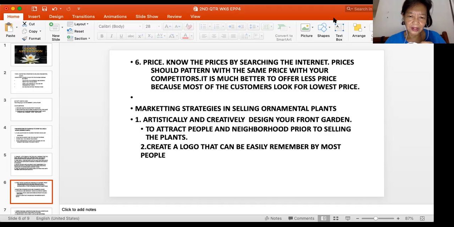Number two, create a logo that can be easily remembered by most people. In putting up a business, you have to design a logo so that these buyers would be able to search and easily find it on the internet, on the website.